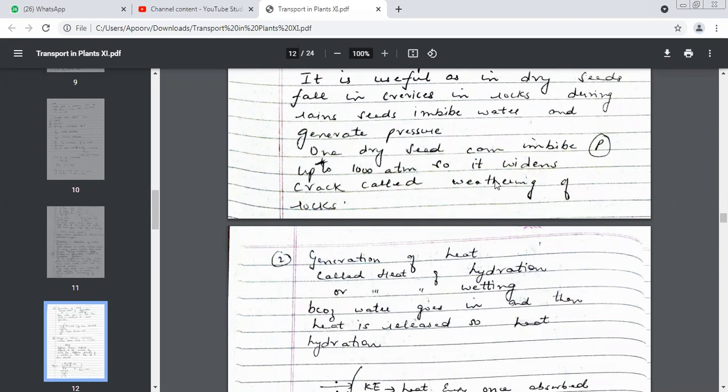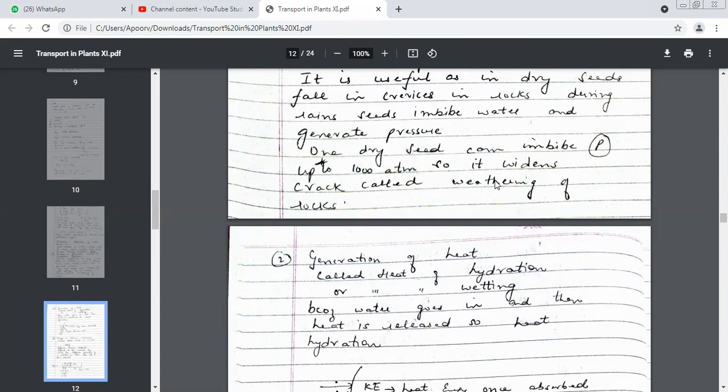Supposing there are 5 or 6 seeds on one rock in different cracks. So that rock is experiencing a pressure of 5,000 to 6,000 atmospheres. Because of this pressure, what will happen now? That crack will widen up. The crack will become broader. And because of this pressure, the rock starts breaking. This is how, because of imbibition pressure, weathering of rocks takes place.